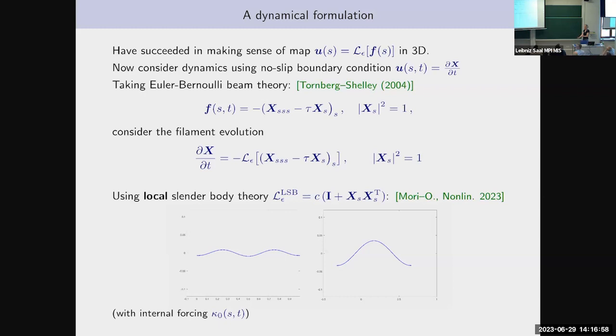So in the simulation, is that a periodic domain, or are you imposing those boundary conditions? It's those boundary conditions. It's not a periodic domain. So for local slender body theory, it's free ends. It's not periodic. I mean, it's simple enough that that's feasible.